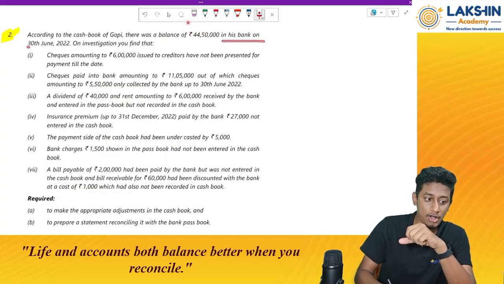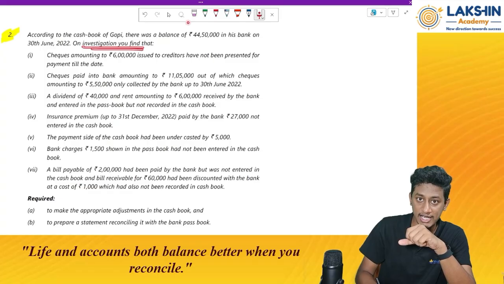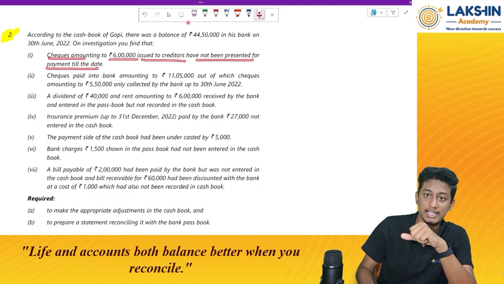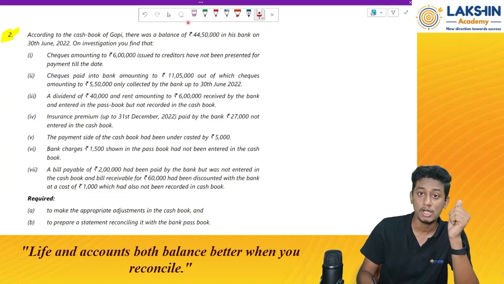In this bank on 30th June 2022, on investigation, you find that checks amounting to rupees 6 lakh issued to creditors has not been presented for the payment till date. Checks, whatever was there, has not been presented for payment.